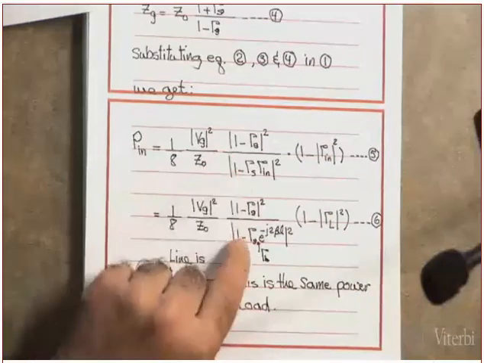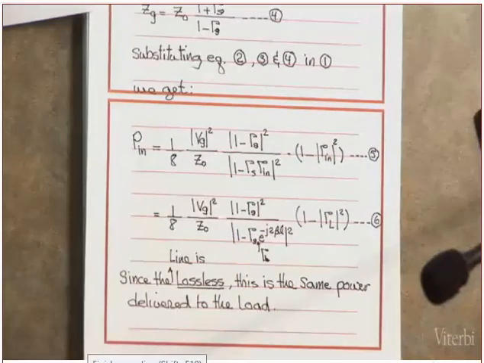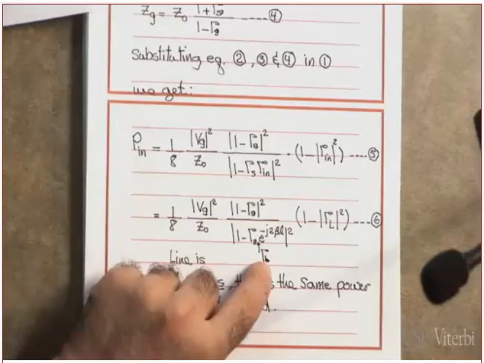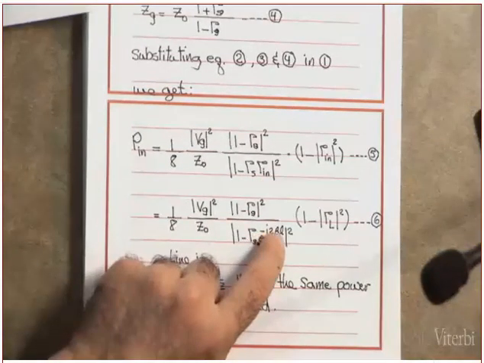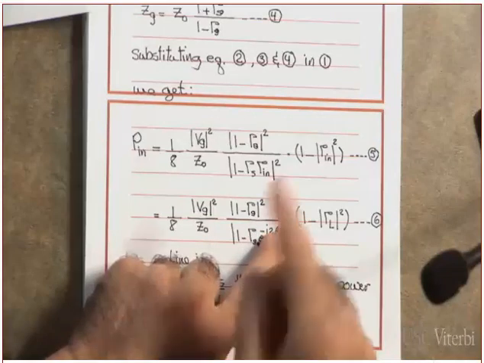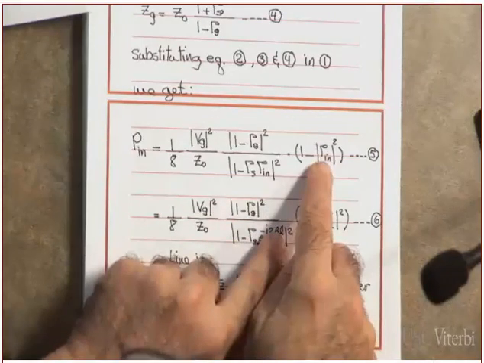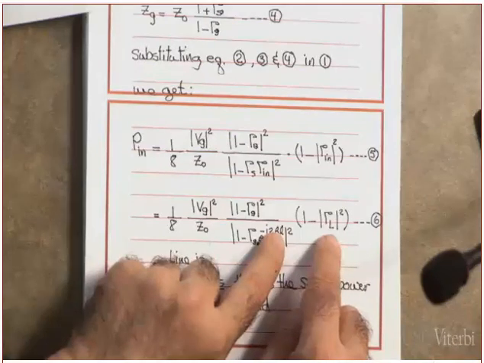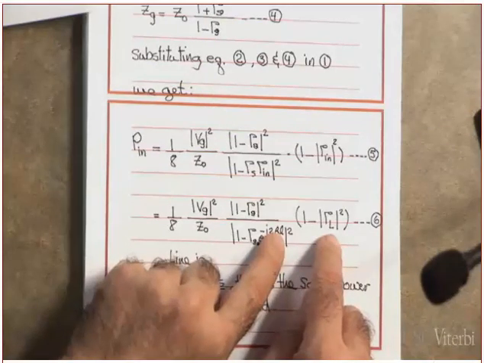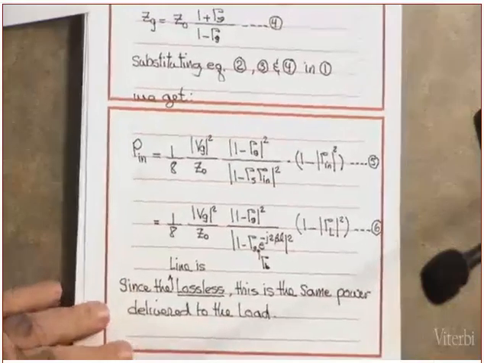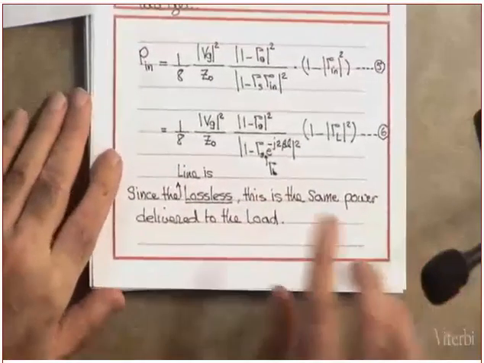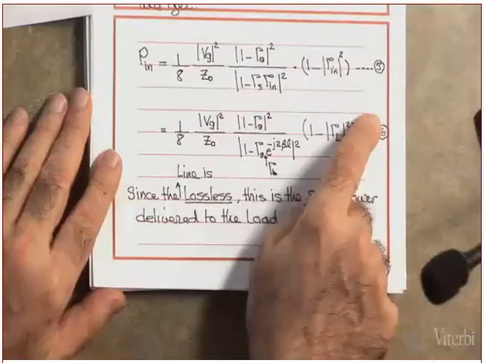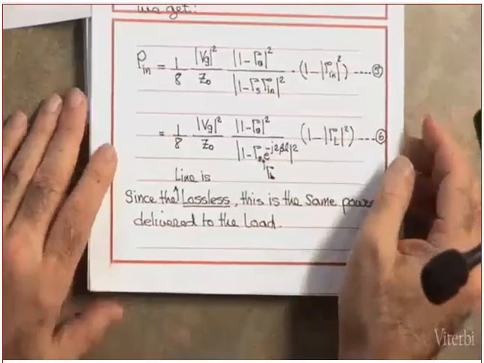Well, how did I go from here to here? Can you tell me how I went from here to here? What did I substitute? In the place of gamma n, I put gamma L e to the minus j 2 beta L. Yes? And in the place of the magnitude of gamma n squared, I put the magnitude of gamma L, the whole thing squared. Clear? This is the most important equation of them all. This is number 6.